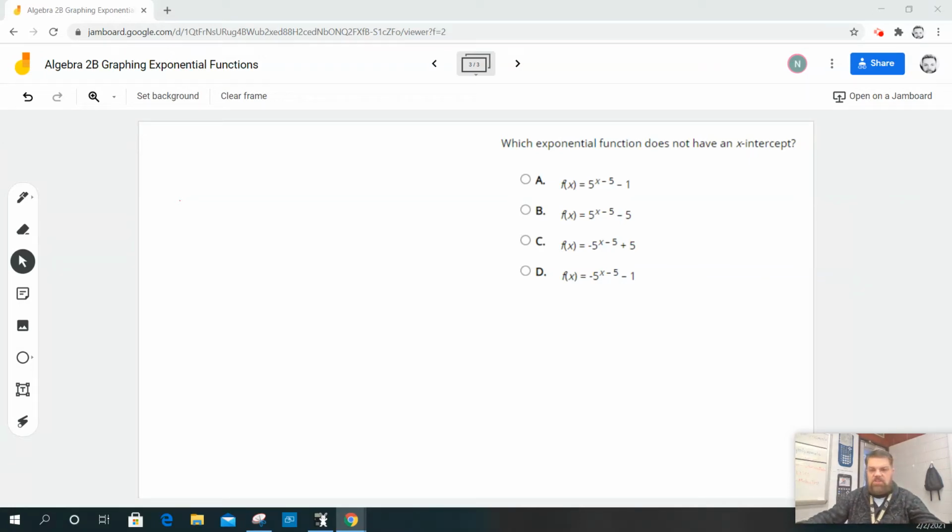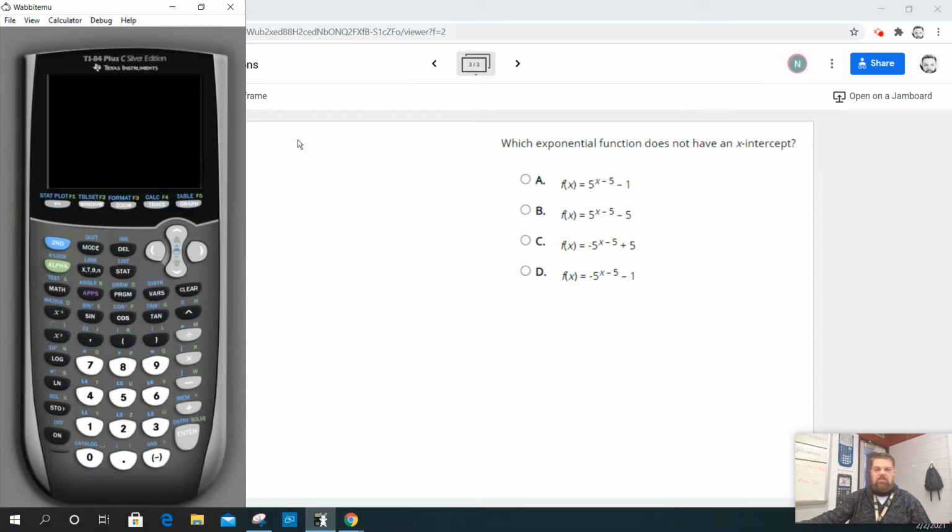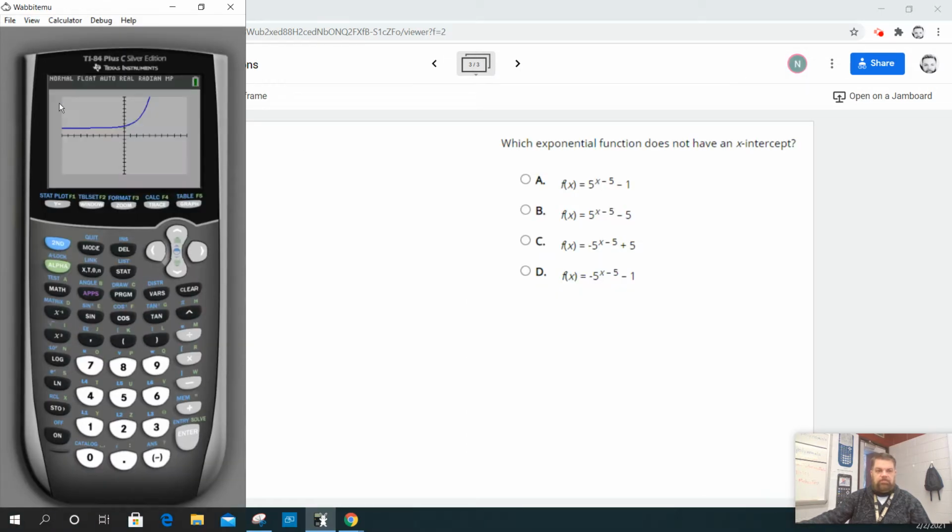So this one says, which exponential function does not have an x-intercept? So we're just going to graph these and then see. So the first one that I have, let's go on this bad boy. 5 raised to the x minus 5 minus 1. Let's see what that one is.